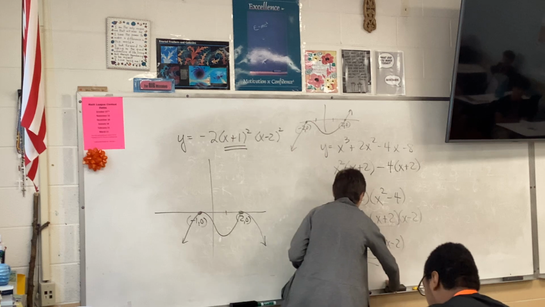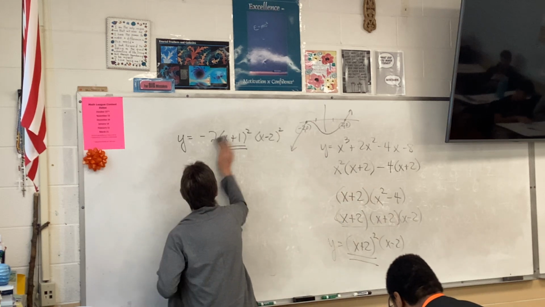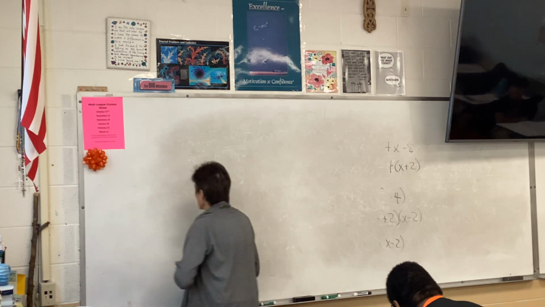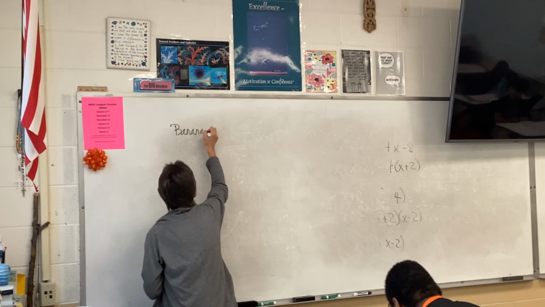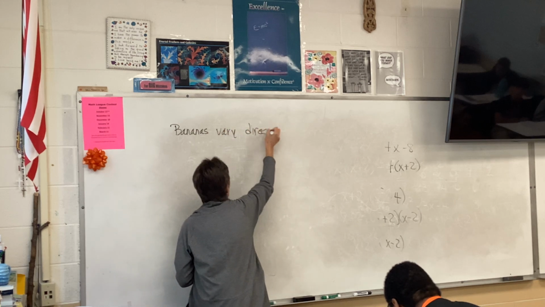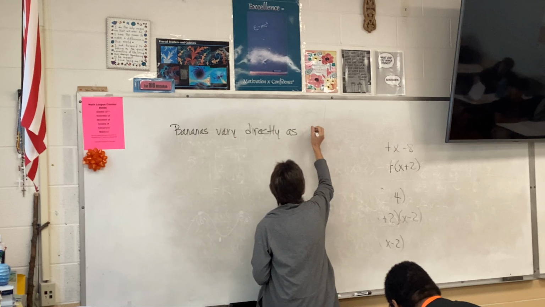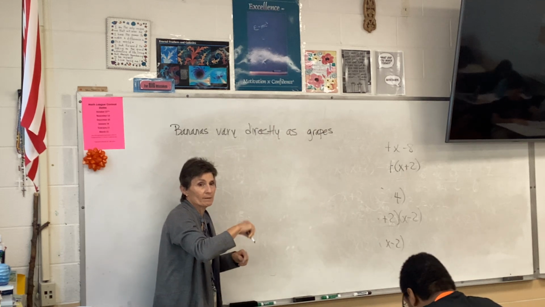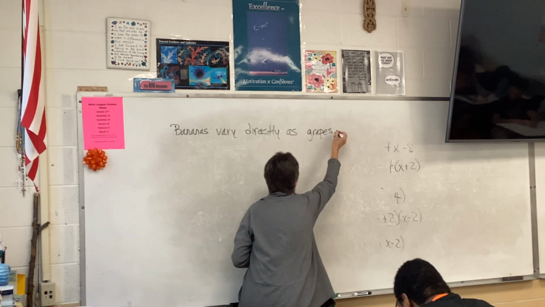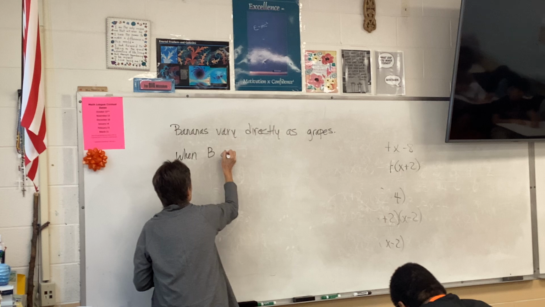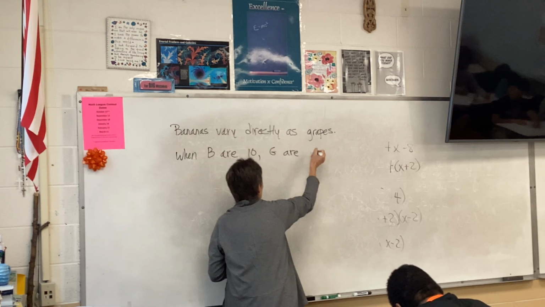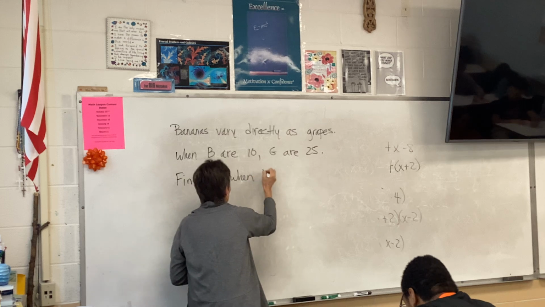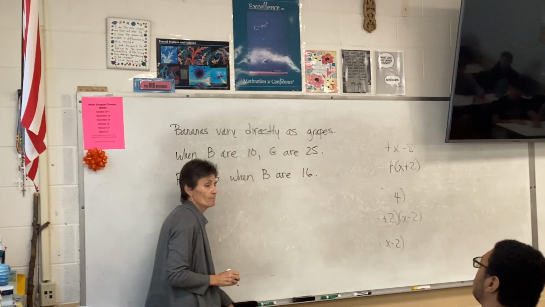So, Pam wants to do a variation problem. So I'll just make one up. I'll say bananas vary directly as grapes. Okay, so I'm totally making this up, all right? It's a nonsense problem, but we're gonna do it mathematically. So bananas vary directly as grapes. When bananas are 10, grapes are 25. Find grapes when bananas are 16. All right, there's our problem.